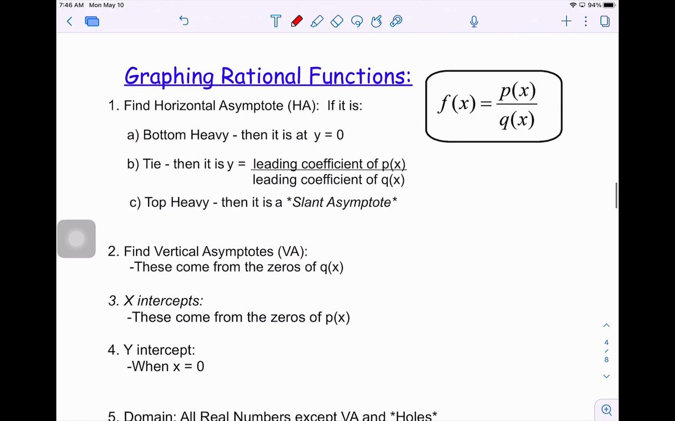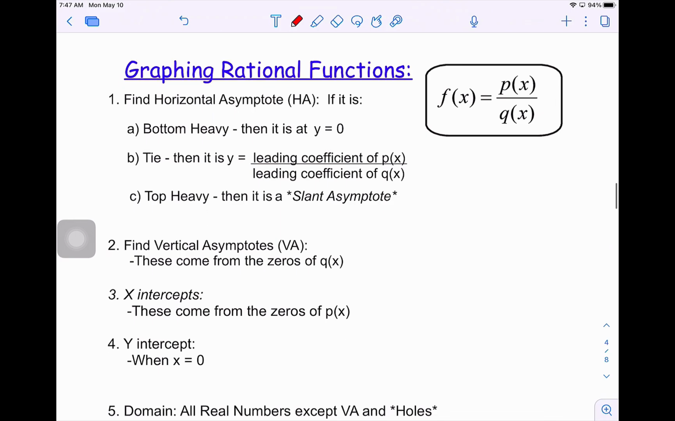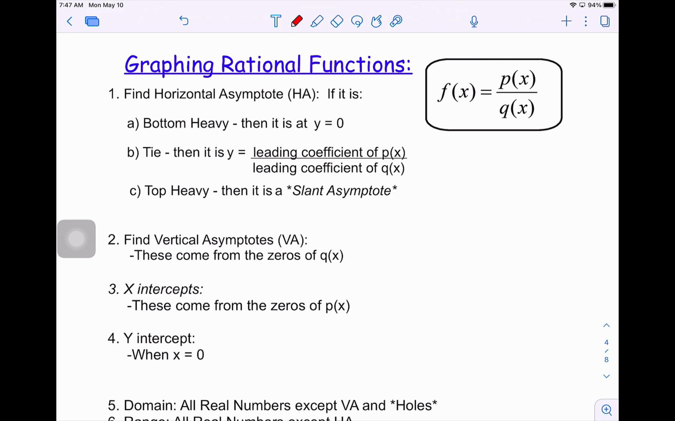Go to the green sheet that I gave you. This is going to be kind of your formula sheet for graphing these functions this week, if you will. And I'll let you use this on the test again, like I did on the last test. So here's kind of the process. Here's what we're going to take a look at.